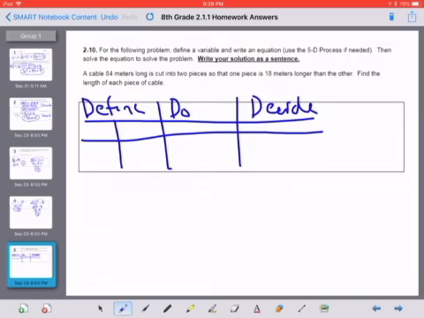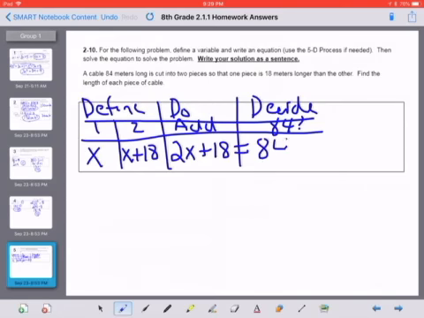So I know my defined section is going to be 2. So piece 1, piece 2. I know I'm going to add. And I know I'm trying to get a total of 84 is my decide. So I'm going to make one of my measurements of my cable X. It says it's cut into two pieces, 18 meters longer than the other. So the other one will be X plus 18. So then when I go to write my equation, X and X is 2X. So I get 2X plus 18 equals 84.